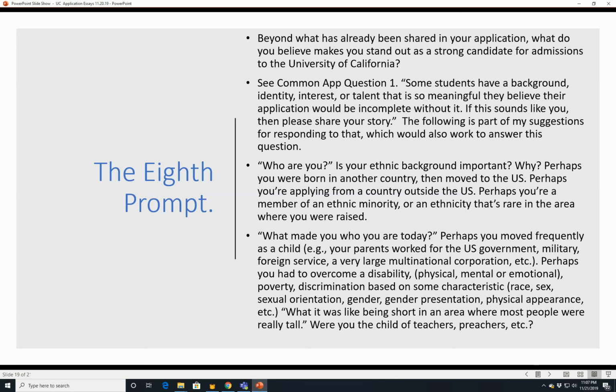What was it like being short in an area where most people are really tall? Were you the child of the teachers or preachers who would be watched just naturally more than others because, after all, that's the teacher's kid, that's the preacher's kid? So any of those things would be great to share in your application. You could talk more about your talents. You could talk about a lot of different things. That would all be great.